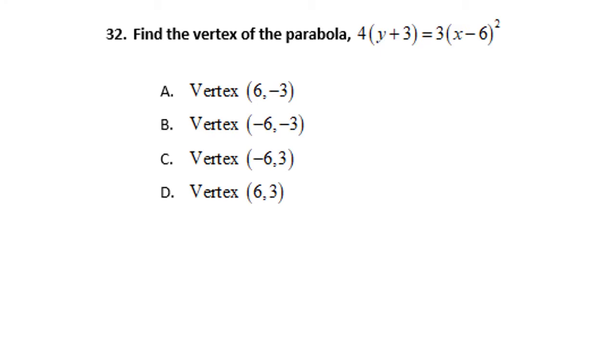Number 32. Find the vertex of the parabola 4 times y plus 3 equals 3 times x minus 6 squared. A, vertex 6, -3. B, vertex -6, -3. C, vertex -6, 3. D, vertex 6, 3.